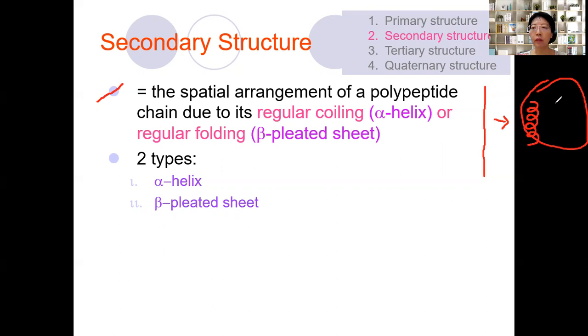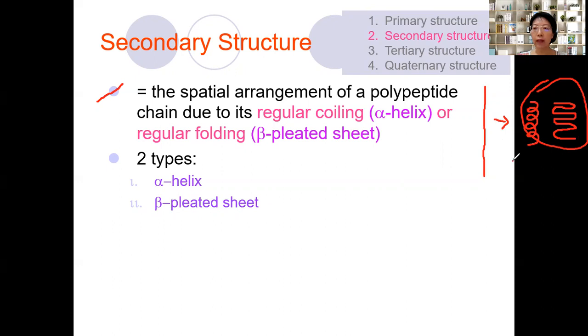Or regular folding, means this chain starts to fold this way, and it folds regularly, the pattern is the same in every folding. So these 2 structures are called the secondary structure.